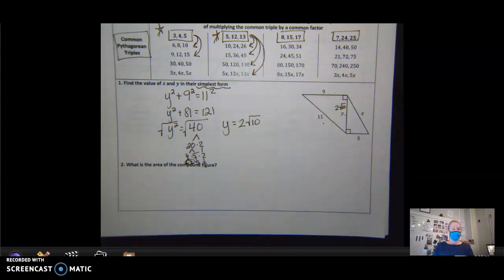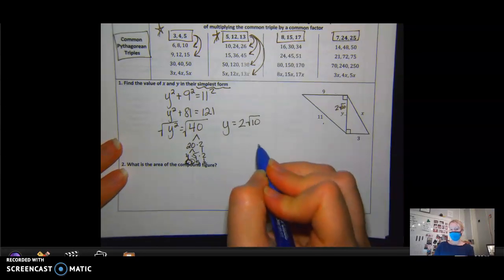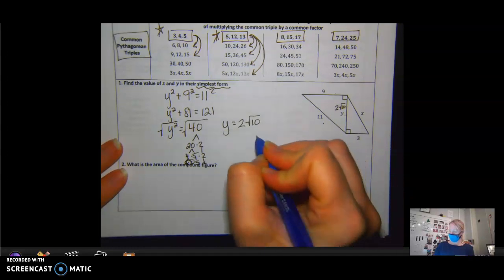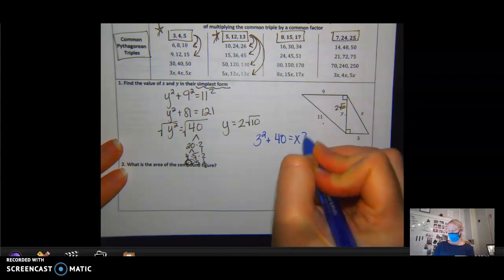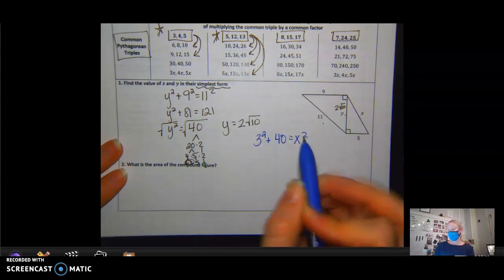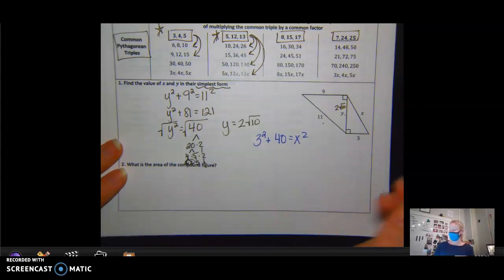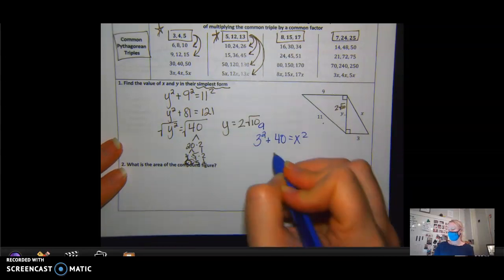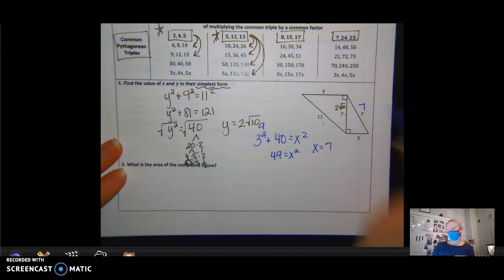Okay? Now, to find x, what am I going to do now to find x? 3 squared plus 40, because we already know y squared is 40, equals x squared. Yep. We would take 2 square roots of 10 and square it, but we already know, like he said, that should give us back that 40, right, that we took the square root of. What is 3 squared? So that's 49. What's the square root of 49? So x equals 7. Okay?